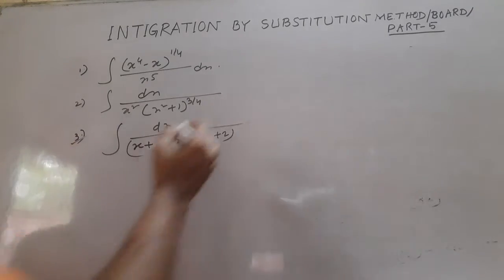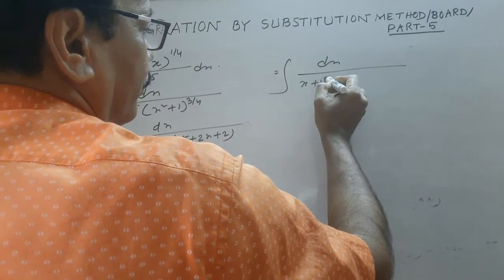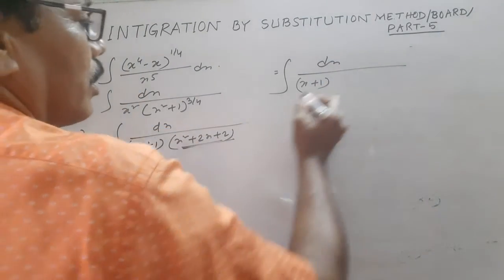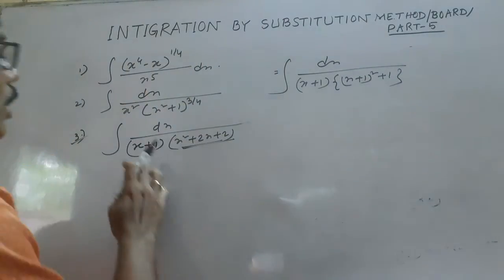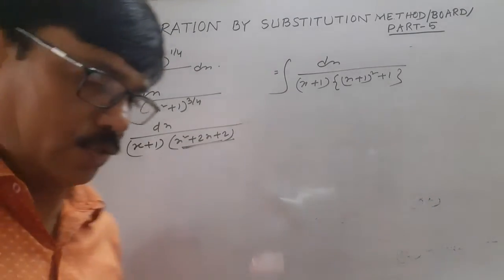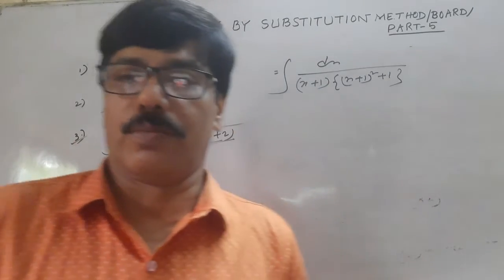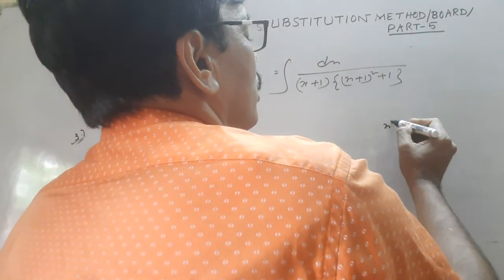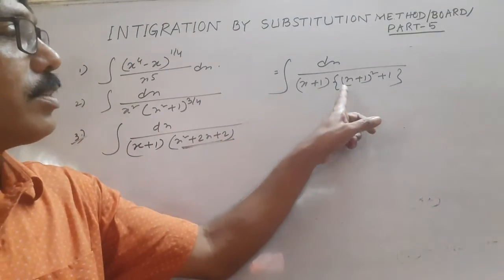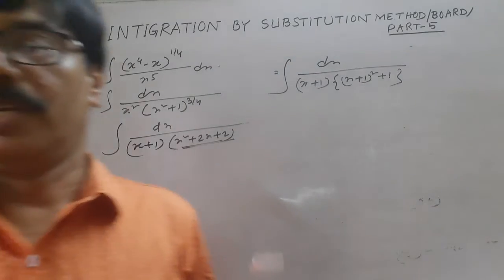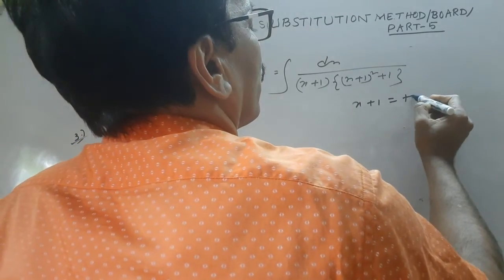Now problem number 3. dx by x plus 1, and this is, look, x plus 1 whole square plus 1, x square plus 2x plus 2. So we put a transformation to make it standard form. You know, if x square plus 1, we get x equals tan theta. So here x is replaced by x plus 1. So the trigonometric transformation is x plus 1 equals tan theta.